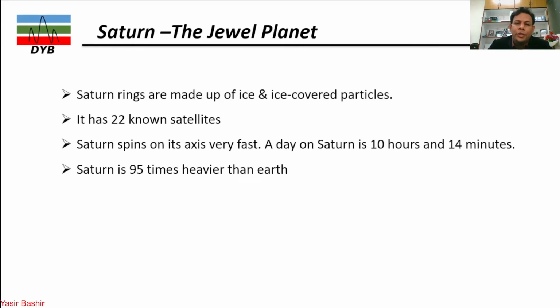The Saturn rings are made up of ice and ice-covered particles, and it has 22 known satellites. Saturn spins on its axis very fast, and a day on Saturn is 10 hours and 14 minutes. You remember the day of Jupiter is 10 hours, so the Saturn day is 10 hours 14 minutes. Saturn is 95 times heavier than the Earth, so you can imagine how big the planet Saturn is.